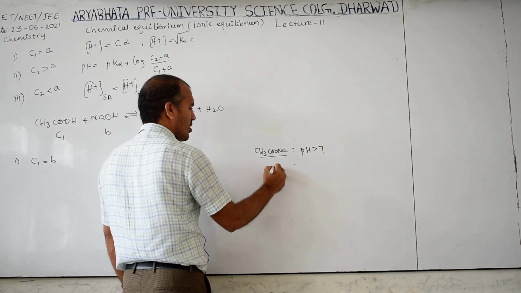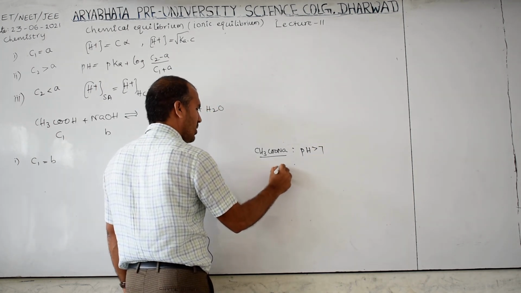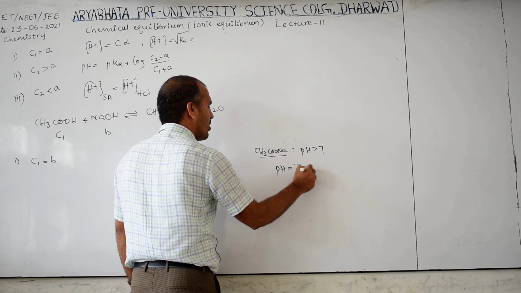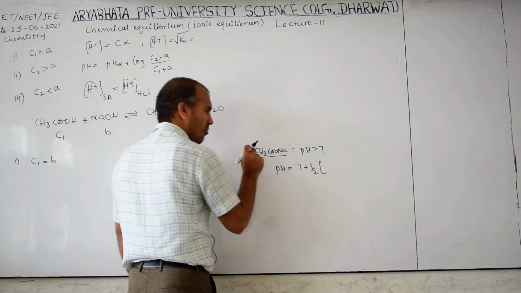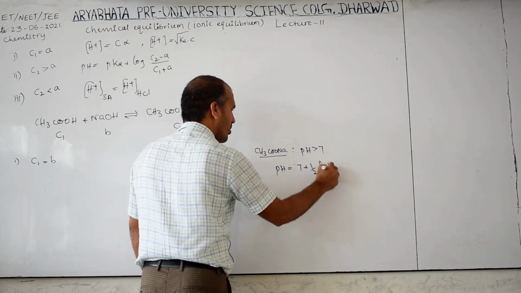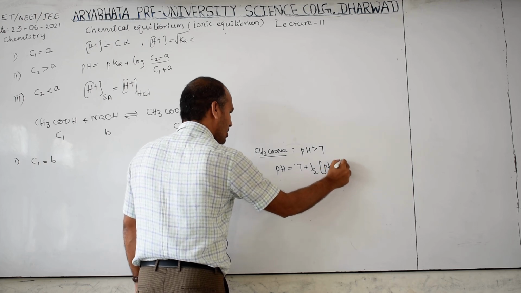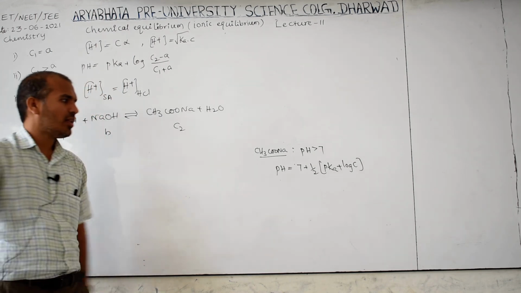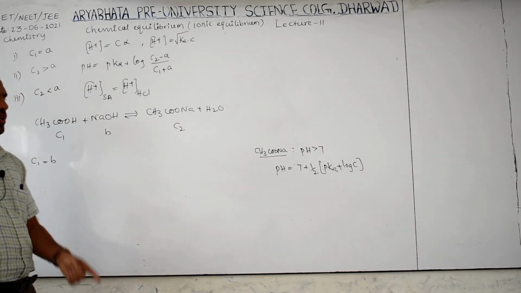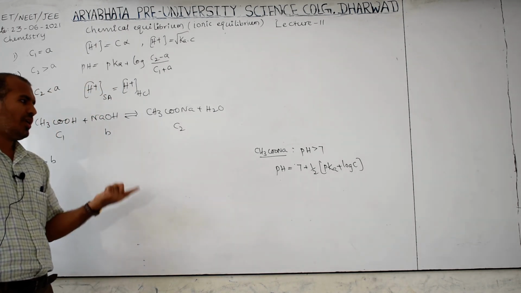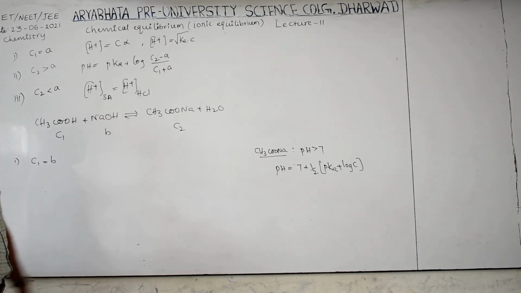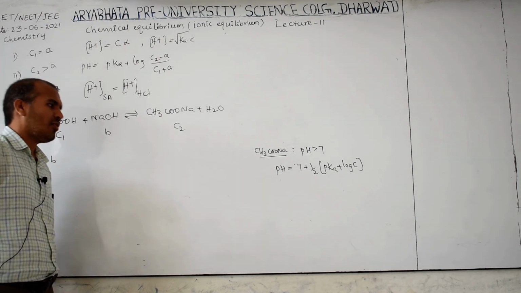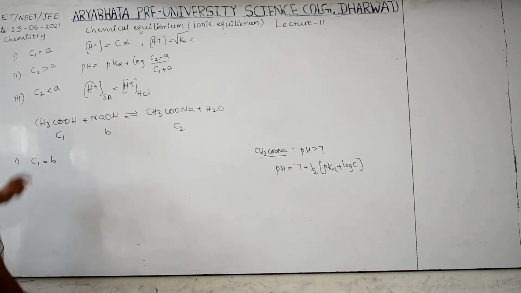That time the formula for salt hydrolysis with the strong base is pH equal to 7 plus half of pKa plus log C, because here a weak acid is there. This is the formula. The pKa value may be given, or Ka given, then you have to convert to pKa. Log C will be given, then substituting in the formula you will get the pH. So this is the first case.